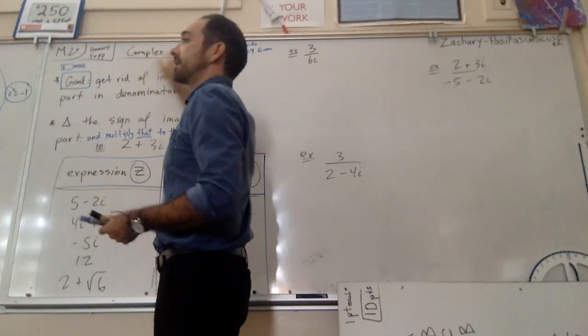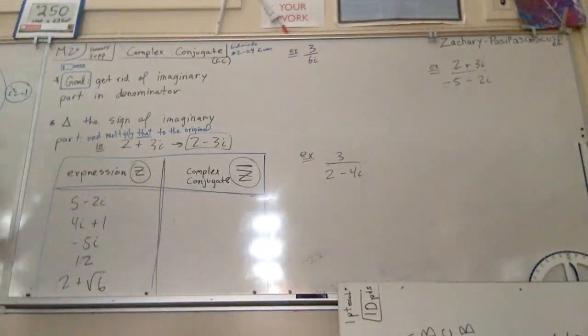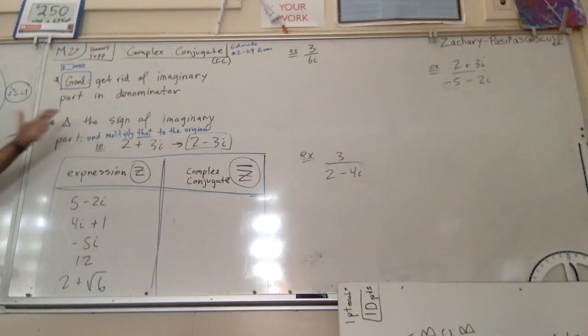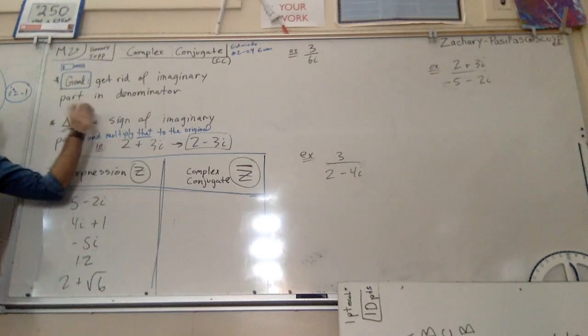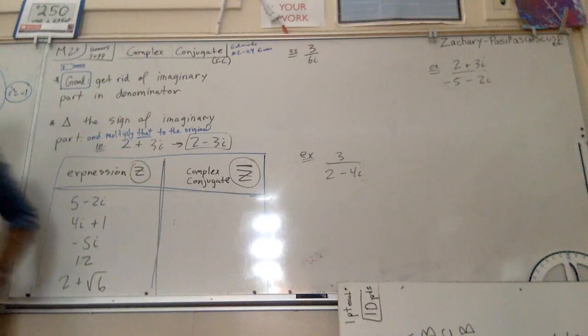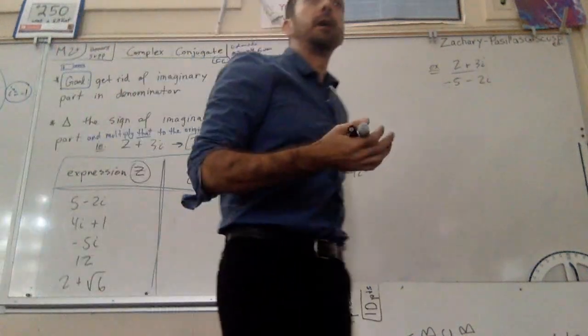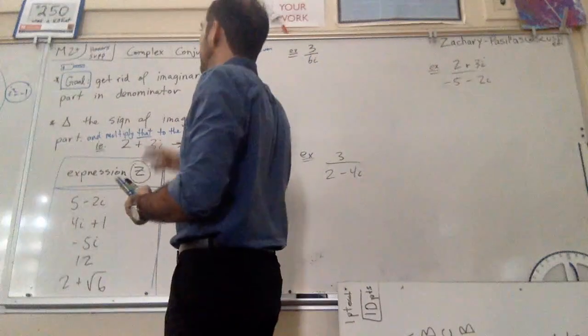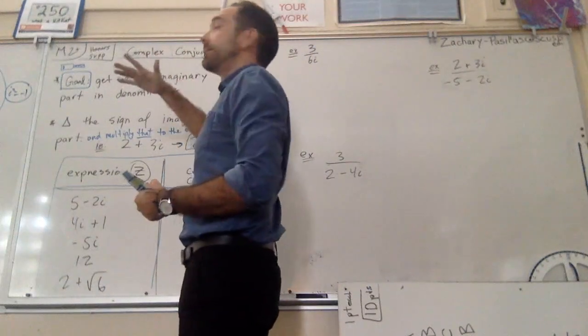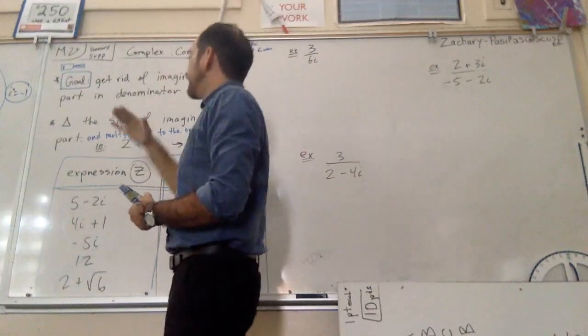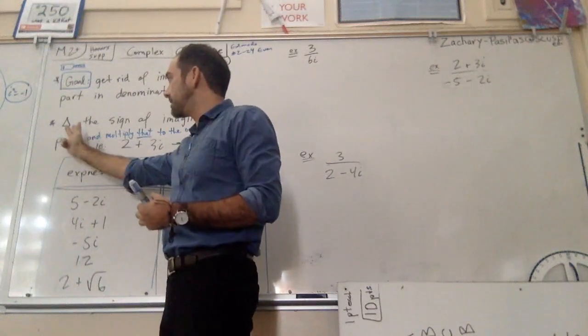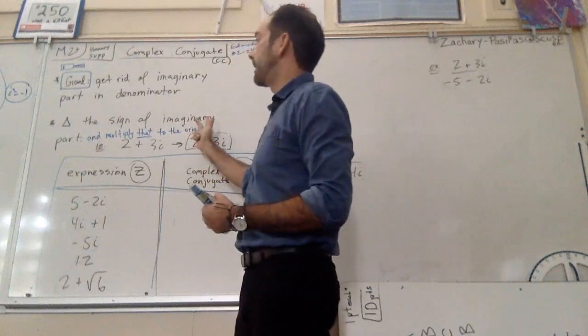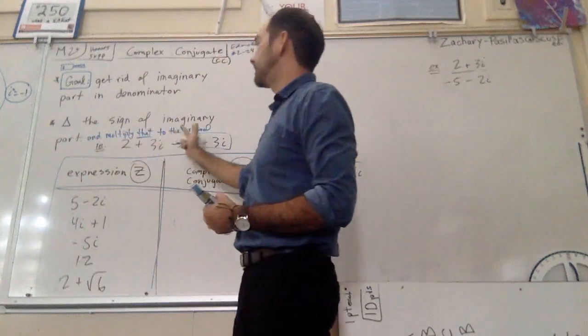This is called a complex conjugate. Okay, complex conjugate. It sounds fancy. It actually isn't. There's not too much to it. We use the complex conjugate to get rid of the imaginary part in the denominator. You can't have an imaginary part in the denominator. It's one of the guidelines we're going to go with, and we use the complex conjugate to deal with it. The main thing we're going to do is change the sign of the imaginary part and then multiply that to the original.